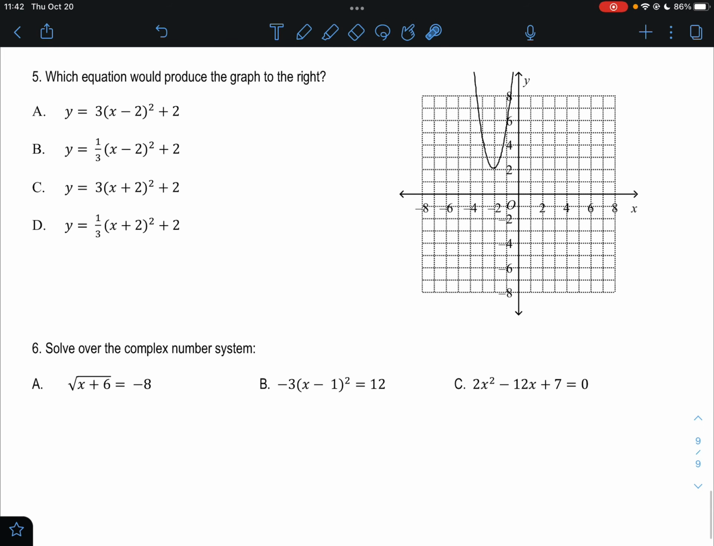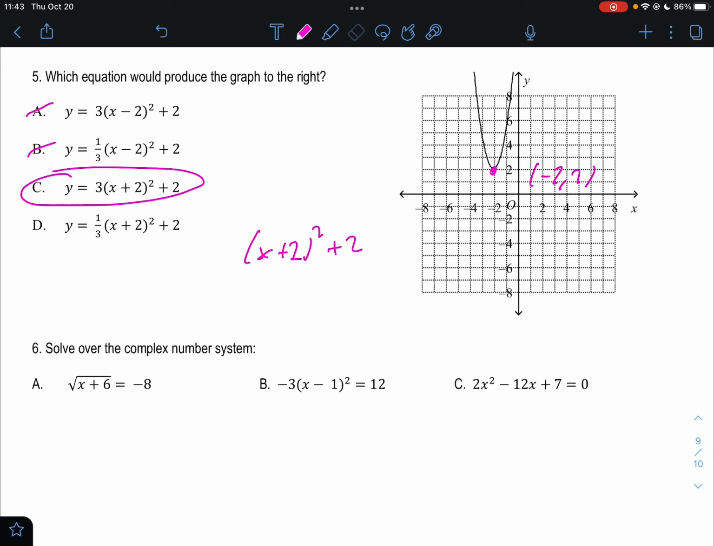Number 5 says, which would produce the graph to the right? So let's take a look at the vertex here. The vertex here is negative 2, 2. So I know I'm going to want my graph to be x plus 2 squared plus 2. Okay? So that would eliminate A and B. All right, now you got to think about, is this graph vertically stretched or vertically compressed compared to a normal quadratic graph? And it's definitely vertically stretched. So the number out in front here needs to be bigger than 1, which means our answer must be C.